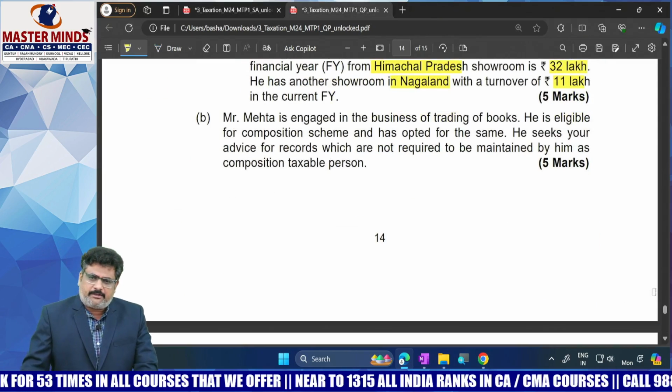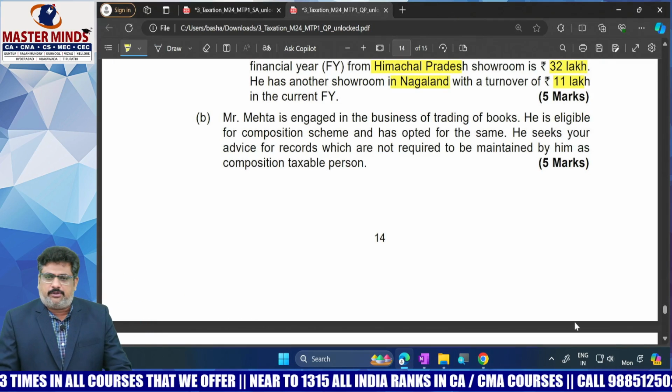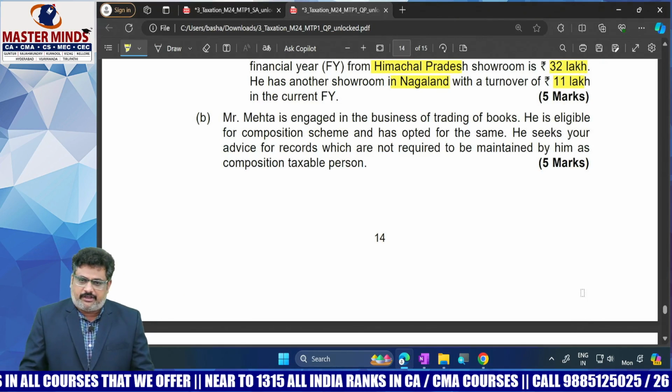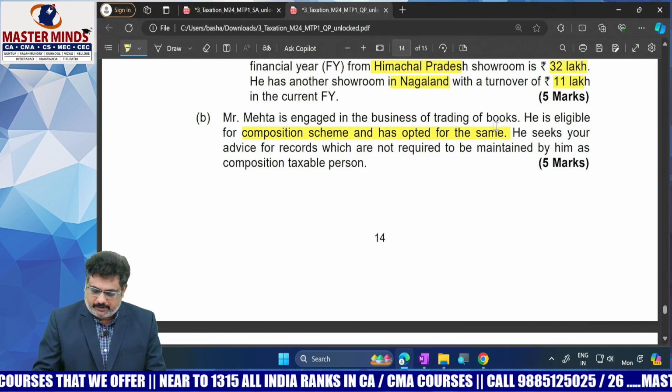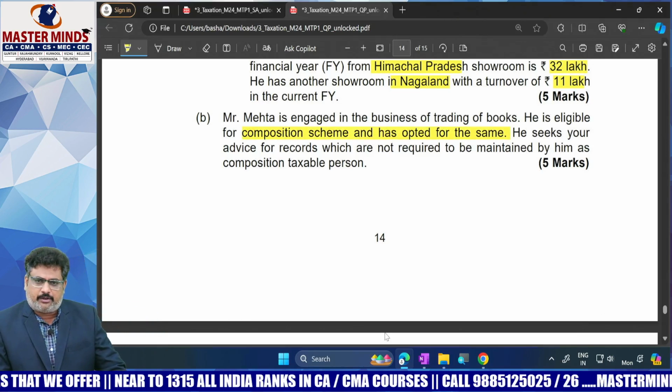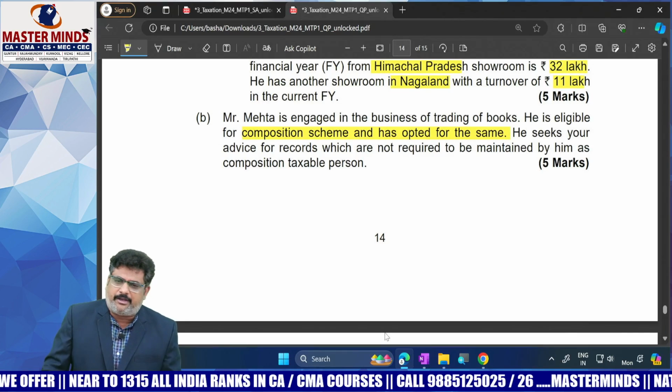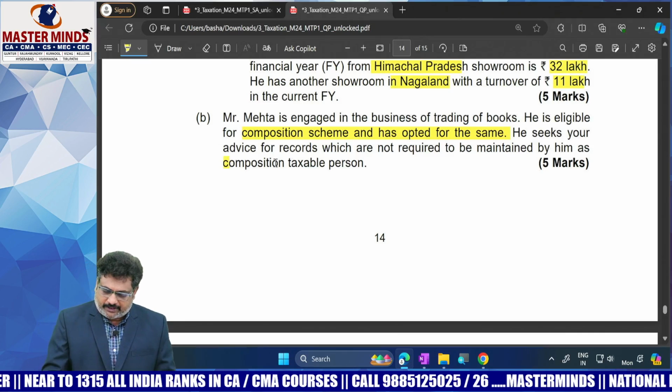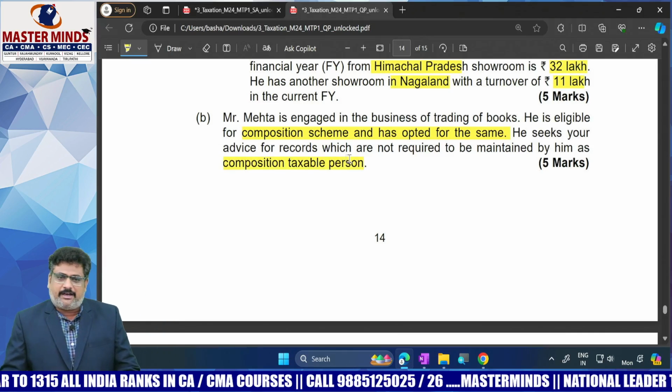3B. Mr. Mehta is engaged in the business of trading of books, is eligible for composition scheme and opted for the scheme. He seeks your advice for the records which are not required to be maintained by him as a composition taxable person. This is a straight theory question.